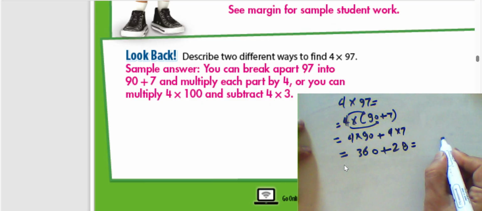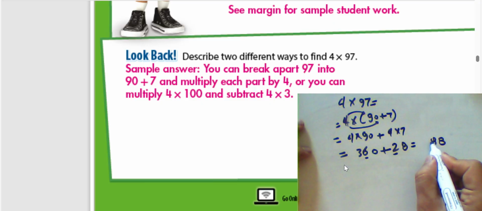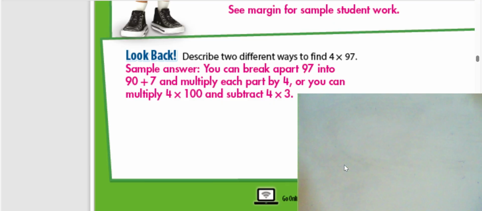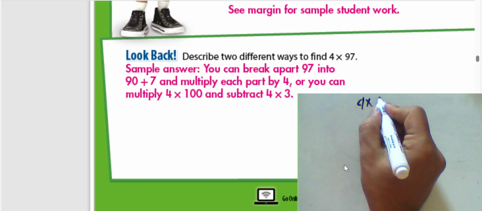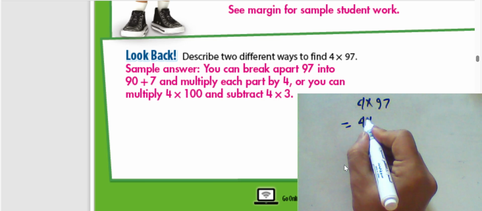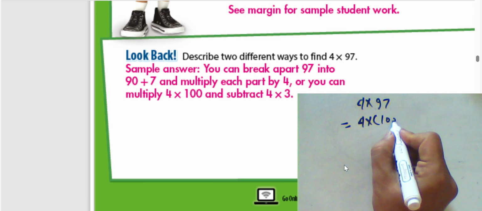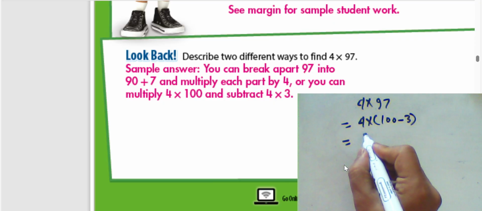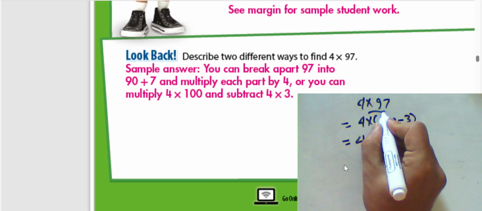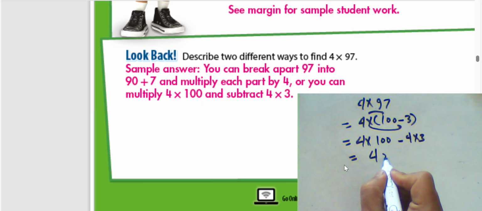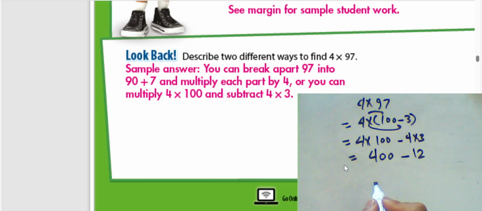We can add together. 8 plus 0 equals 8, and 2 plus 6 equals 8, and write 3. Then the result will be 388. It's the first solution. Second method here, 4 times 97, we know 97 is near 100. You can write 100 subtract by 3, and then write 4 times 100 using distributive properties, and 4 times 3. 4 times 100 would be 400, and 4 times 3 equals 12.